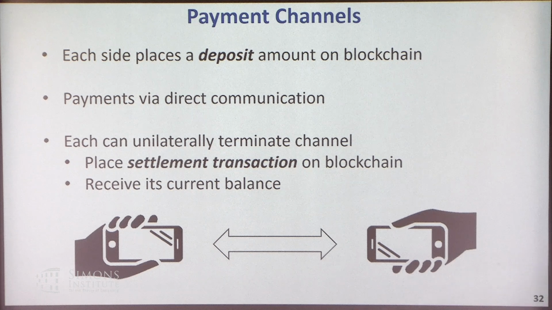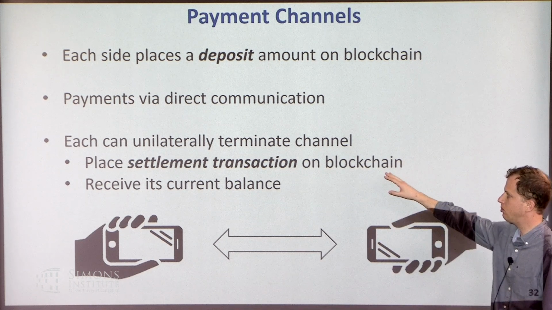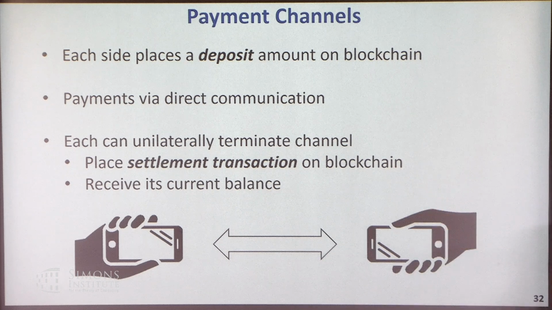So this is the story of payment channels. You all heard this. Each user of the blockchain places a deposit transaction on the blockchain, and then they are able to pay one another directly, and each can unilaterally terminate the channel. When they're done, they place a transaction on the blockchain that gives them whatever they're owed.